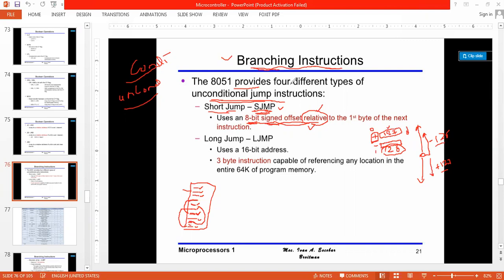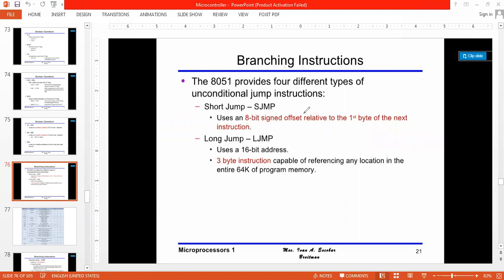Okay, so it is a short jump. When examples come, it will be very easy to understand that. We will see examples also, right? So here SJMP is a short jump, which is jumping for an 8-bit, 1 byte address, which is jumping for 1 byte of the next instruction.